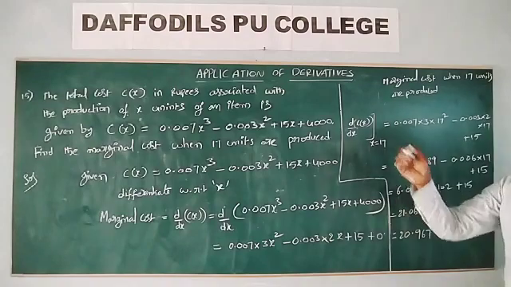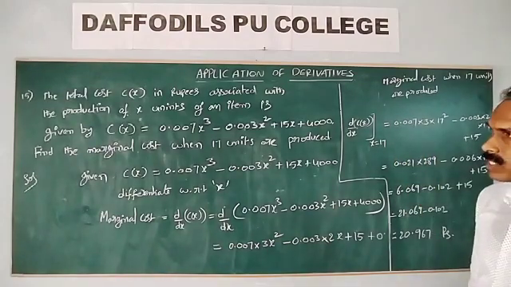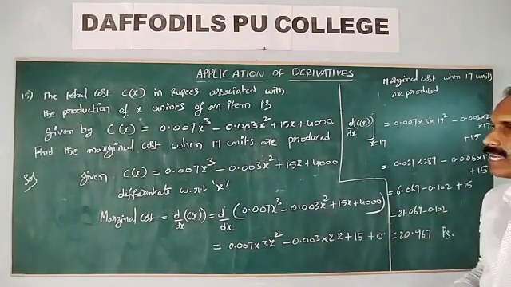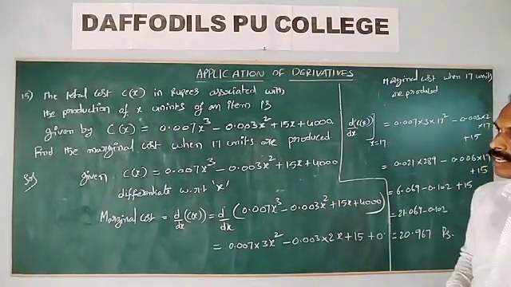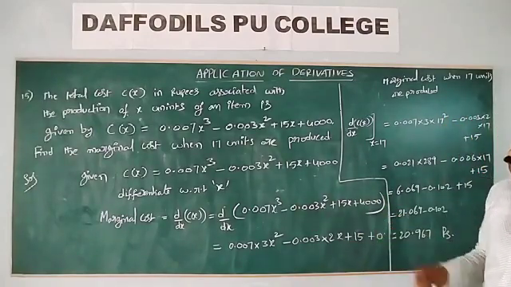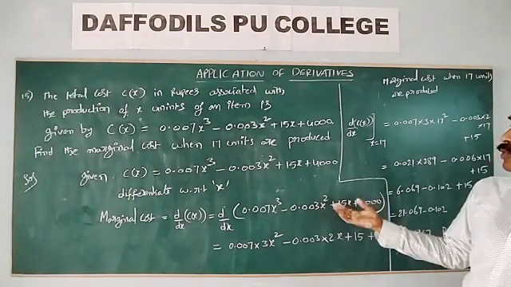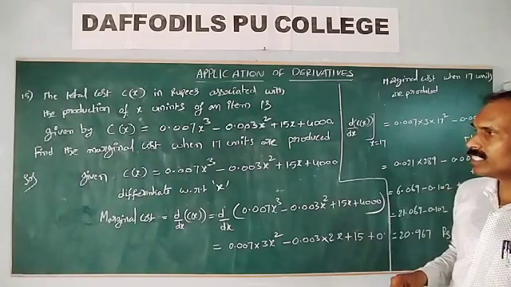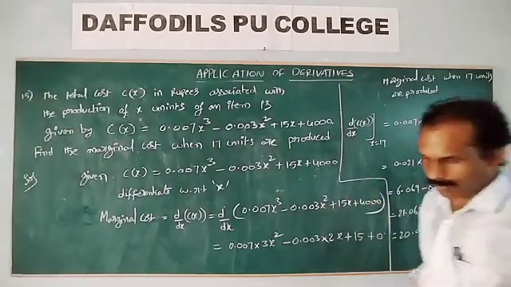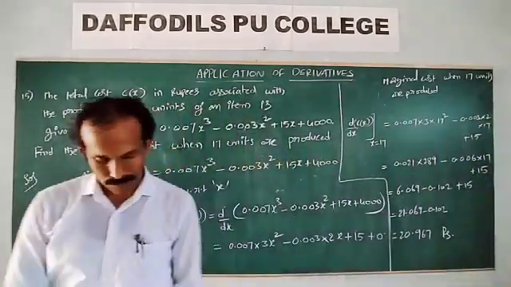So this is the given cost of x units, and to find marginal cost means differentiate the given cost of x units. Afterwards, for how many units are produced, substitute that number in place of x, here 17 units. This is the question. Okay, see next question.